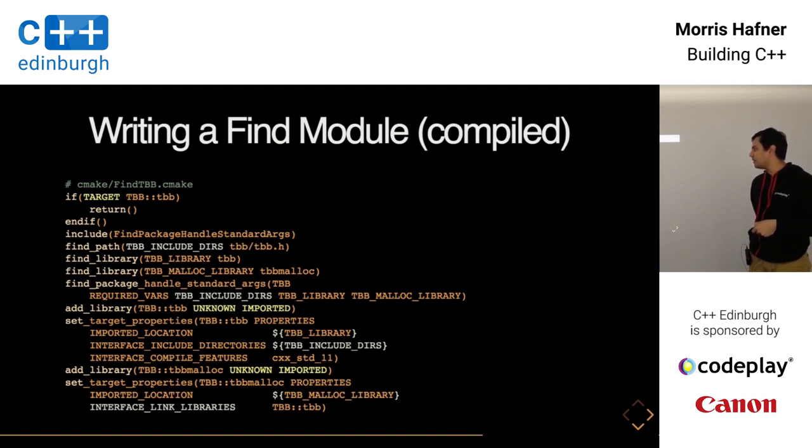Tbb_malloc looks pretty much the same. So I also set the IMPORTED_LOCATION to the tbb_malloc library. The difference here is that tbb_malloc depends on tbb, so I just set INTERFACE_LINK_LIBRARIES to tbb here. So when you try to find the package tbb and directly just say tbb_malloc, it will also pull in tbb because tbb_malloc depends on tbb. And it will also pull in the include directory since it's an interface property.